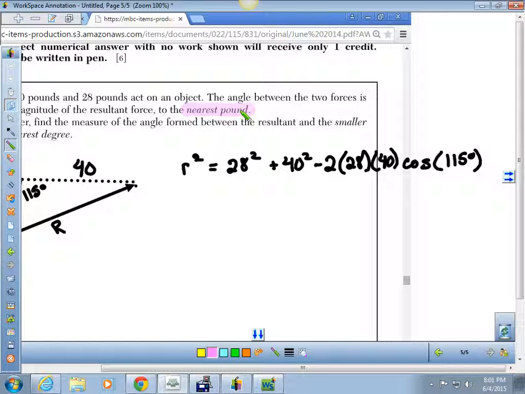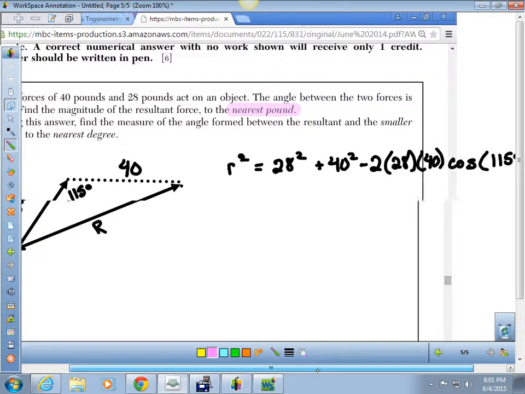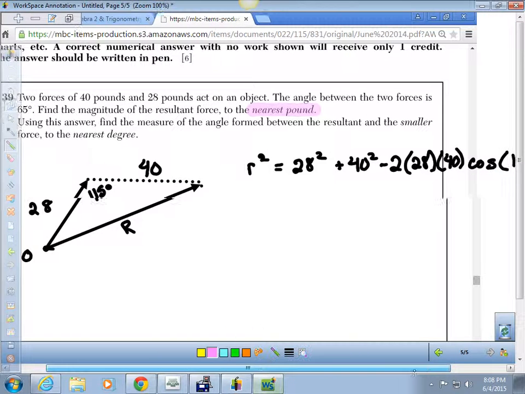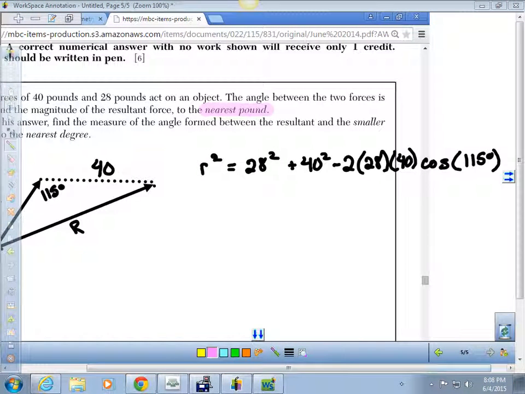Okay, now folks, take a look here. Smaller than 28, in between 28 and 40, larger than 40. It's got to be larger than 40. Why? It's across from the largest angle. This has got to be the largest side. So go ahead, calculate that, take the square root of it, tell me what you get to the nearest pound.